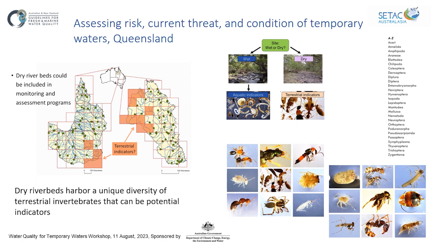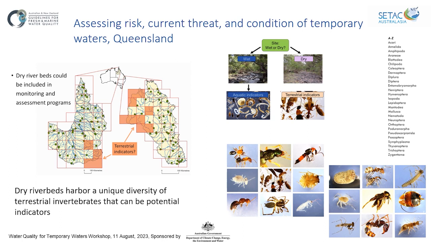So my PhD was looking at what lives in a dry riverbed, and particularly it was focused on terrestrial invertebrates and whether we could use those as indicators of dry riverbed health. It's not rocket science. The idea is if we went to a site and it was wet, you could use your wet indicator. If it's dry, look at some dry ones.